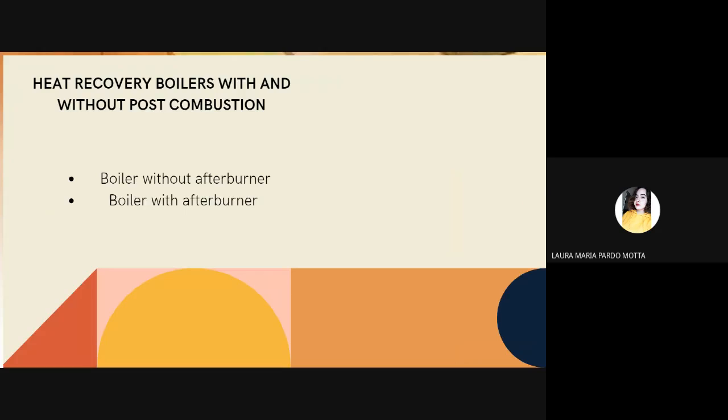Heat recovery boilers with and without post combustion. The boiler without post combustion is the most common type of boiler used in combined cycles. Essentially, it is a heat exchanger in which the heat of the gas is transferred to the water steam circuit by convection.